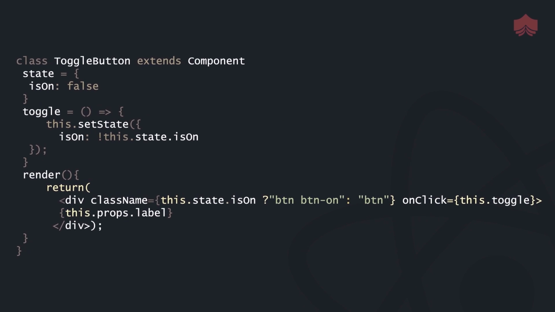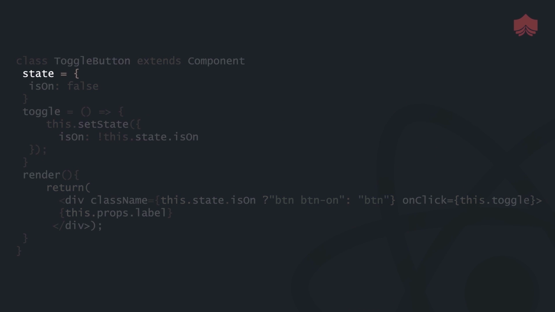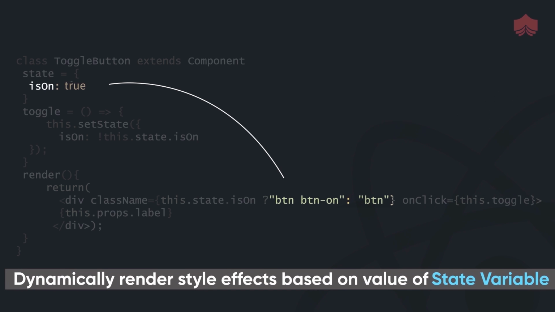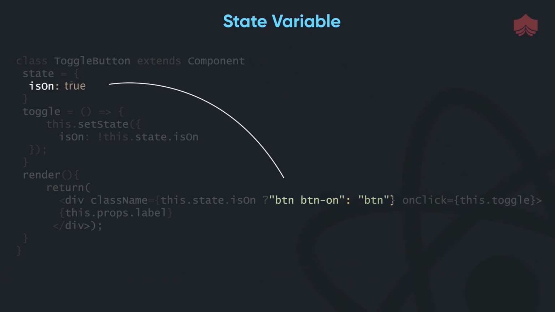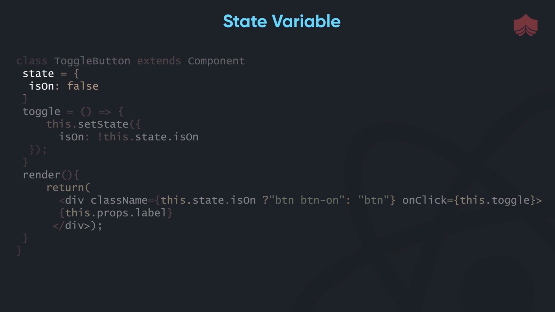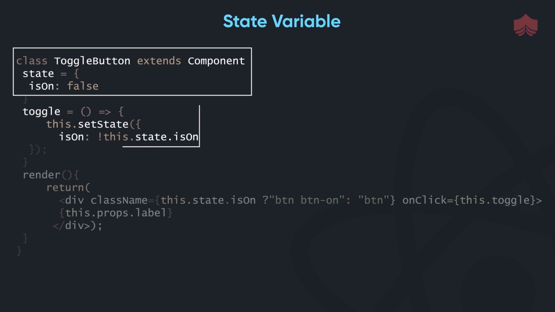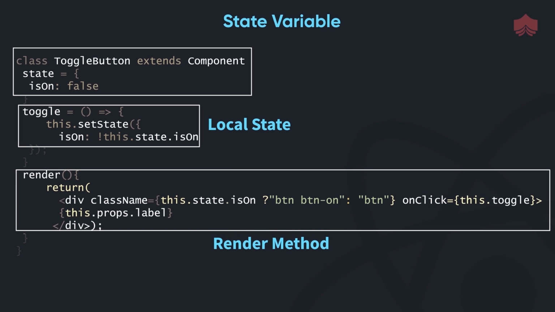The ternary expression here checks for the value of a state variable called isOn. And if it is true, it uses btn btn_on class name, or else just btn. This way we can dynamically render style effects that are based on the value of a state variable. And speaking of state variables, notice the state object with the isOn property set to false. Class components allow you to declare local state properties. These properties declaratively describe what renders in the component's render method. In our case, the isOn property dynamically sets the className value.